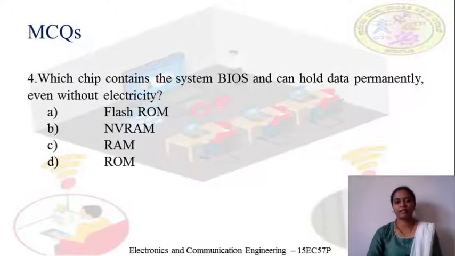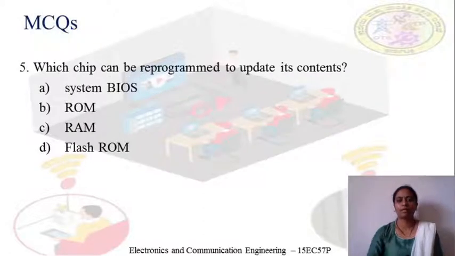Which chip contains the system BIOS and can hold the data permanently even without electricity? Those are flash ROMs. Option A. Which chip can be reprogrammed to update its contents? It is flash ROM again, where the data can be reprogrammed and the contents can be updated. So the answer is option D, flash ROM.